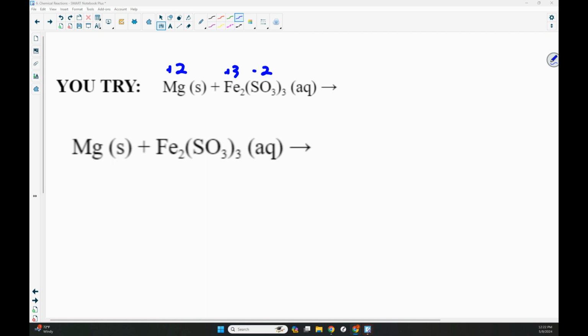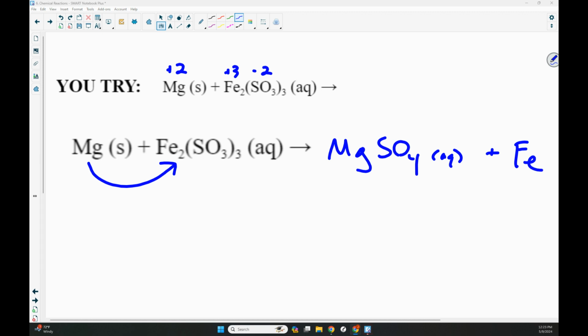All right, so we look at our list and compare magnesium to iron. Which is more appealing to the anion? Magnesium. Okay, that means a switch is going to happen. So let's go ahead and make the switch. So magnesium is going to come over and bump iron out and steal iron's dance partner. So we're going to have magnesium sulfate. It's going to be aqueous. Leave a little space in case you need to add subscripts. And that is going to leave poor iron by itself. And that's going to be aqueous iron as well.